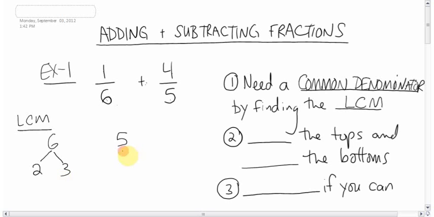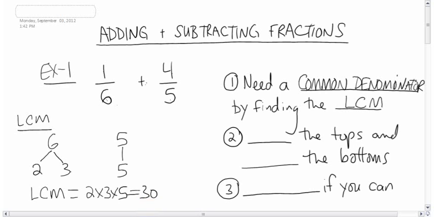6 is made of 2 and 3. 5 is just made of 5. You just multiply all these numbers together. Nothing in common between them, so you just multiply them all together. 2 times 3 times 5, and you get 30. Now I know some of you are thinking, I don't need to do that. And no, you don't need to do that. But if you're really stuck, you can always use this LCM method that we learned before and figure out that the lowest common multiple is 30.